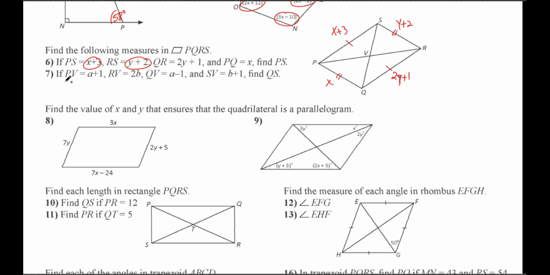Number 7 deals with the diagonals. So PV is A plus 1. And then RV, this right here, is 2B. What's true about those two things? They're equal to each other. But again, there's a little bit of a problem, isn't there? A plus 1 and 2B. You can't really solve for A and B with just that information. You got to know the other two as well. So QV, which is right here, is A minus 1. And SV is B plus 1.